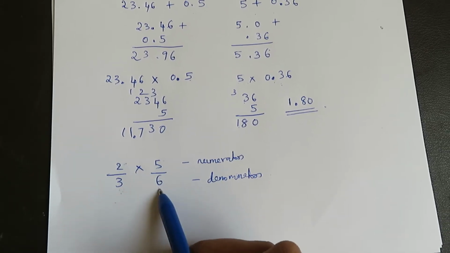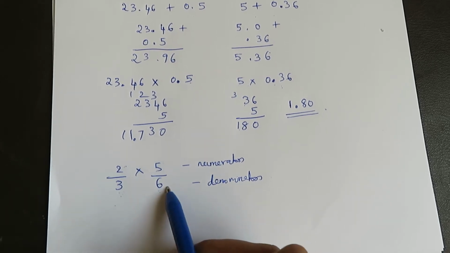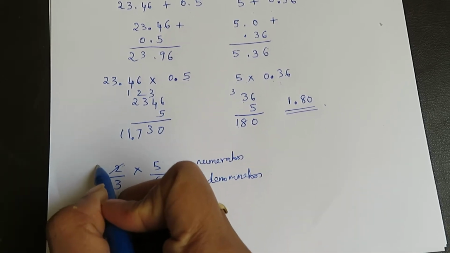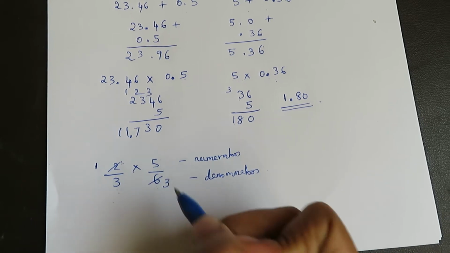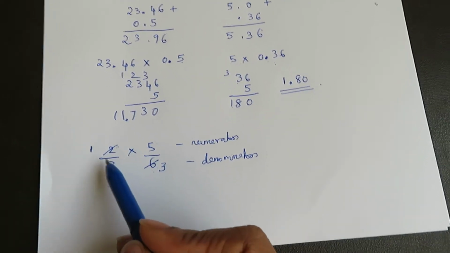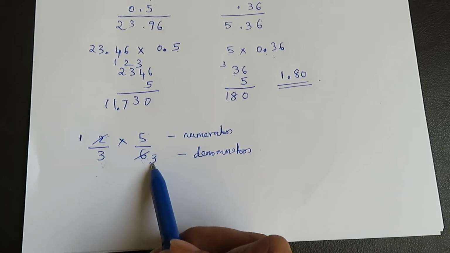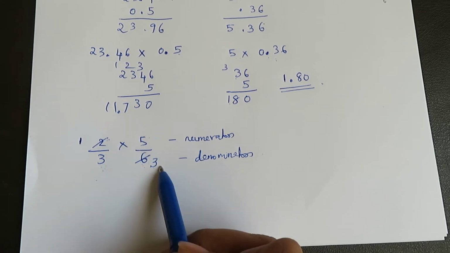Any relation between 2 and 6? Yes. In the multiplication table of 2, I have seen 2 and 6. I'll do 2 into 1 gives me 2. 2 into 3 gives me 6. So what am I doing here? Once I see a relation, I'm dividing with that particular number. So here I divided with 2, here I divided with 2. And I got 1 and 3.